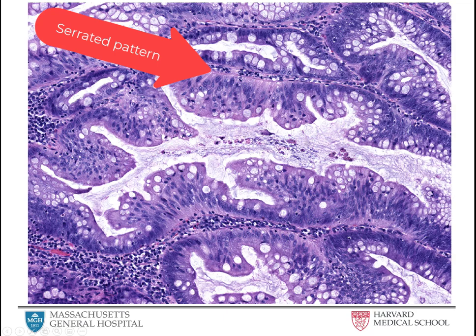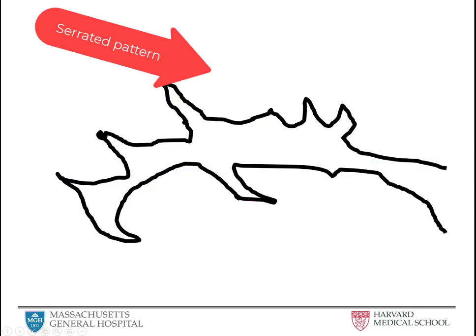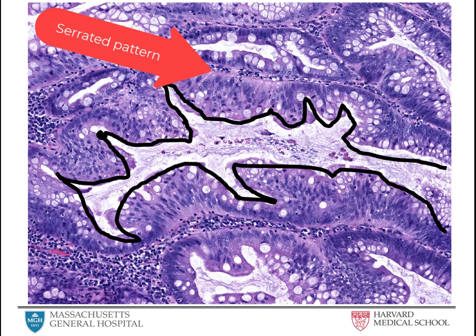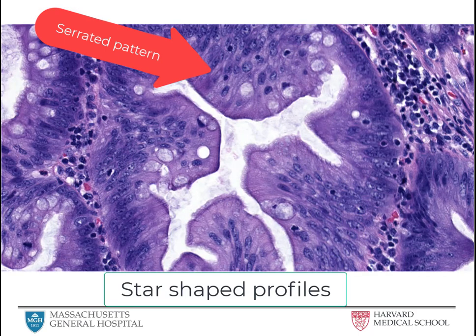This is serrated pattern. And what I'm going to do for you is draw the outlines of the gland, and now you'll see these knife-like ridges more obviously. So there you go. There it is. That's the pattern. Those are the knife-like ridges. Of course, it really depends on what plane you cut these things.